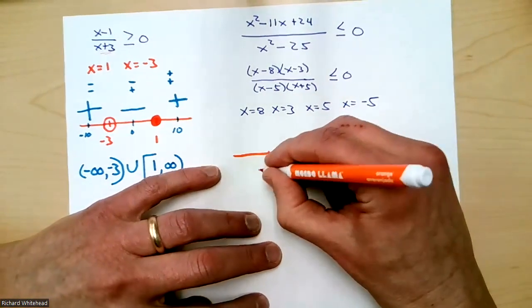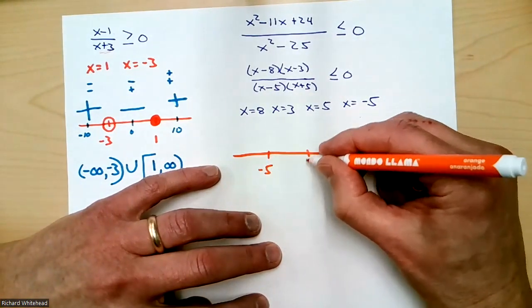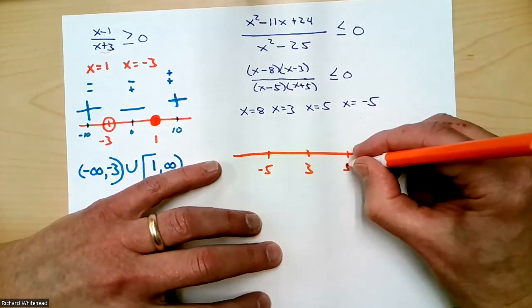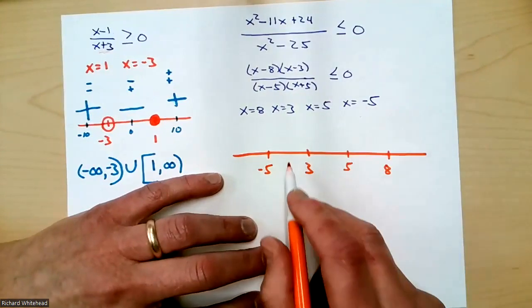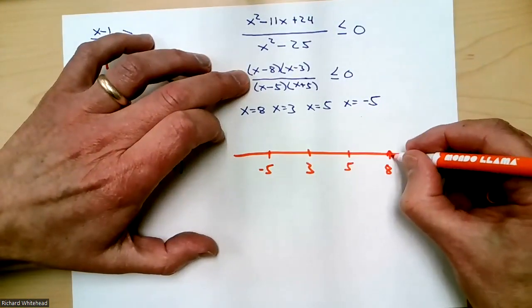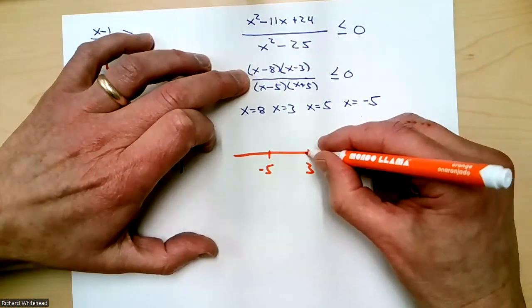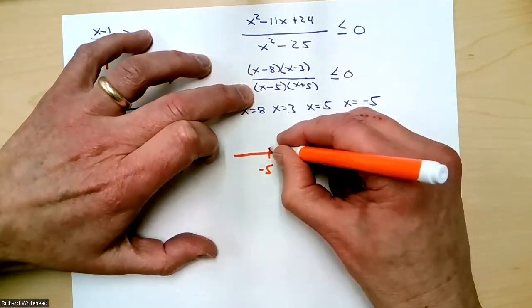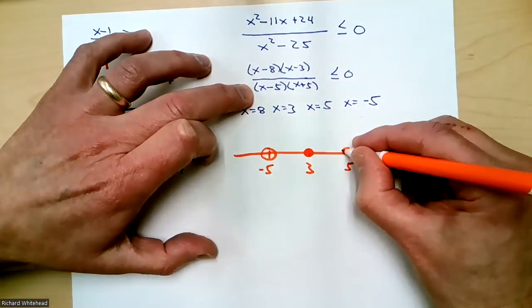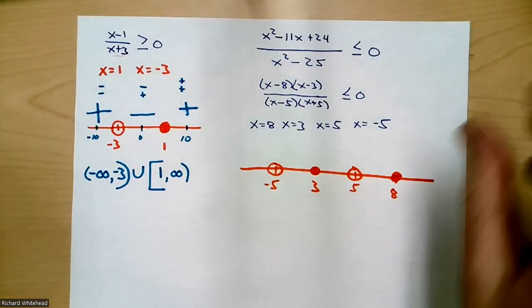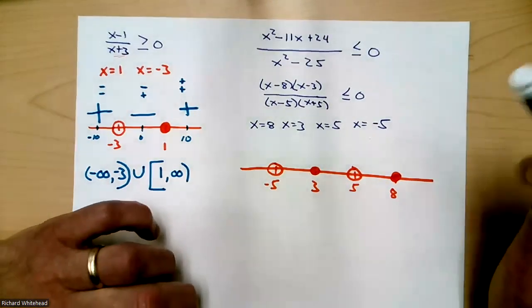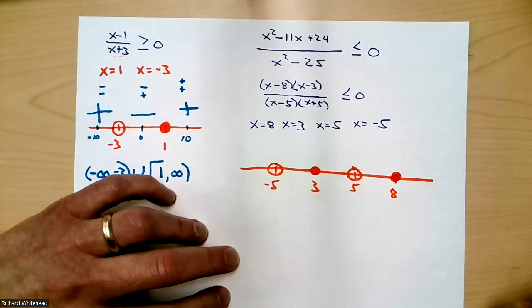So who's the furthest? So -5, 3, 5, 8. Let me see. It's or equal to. So the numerator can be closed circles. The numbers in the denominator have to be open circles, because the denominator can't be 0. Okay, let's start doing test points.